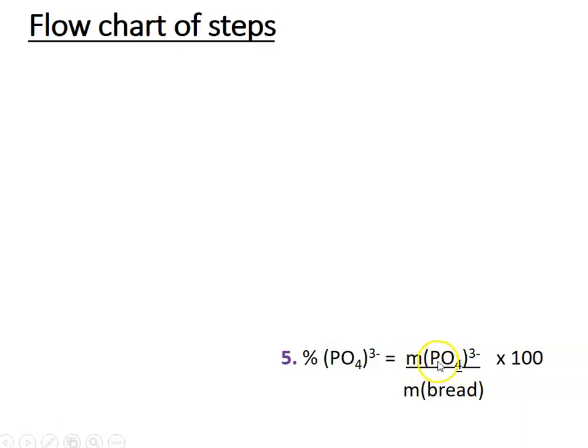So once we know the mass of the phosphate and the mass of the bread, we can work out what percentage of the bread is phosphate. So we need to know the mass. We're going to weigh the bread to start with, and then we need to work out the mass of the phosphate. So to work out the mass of the phosphate, we need to know the number of moles of phosphate.